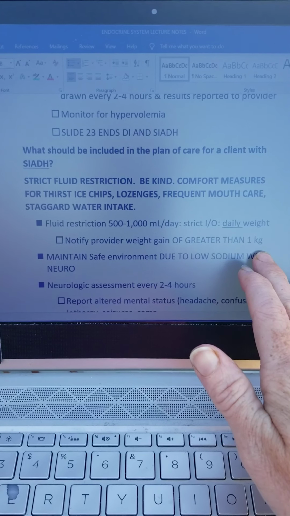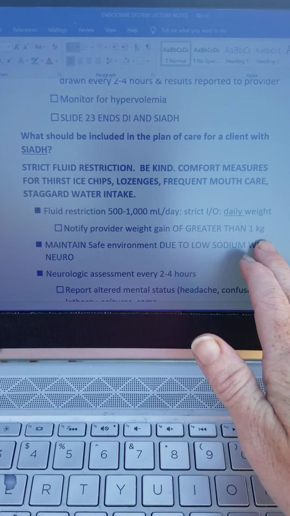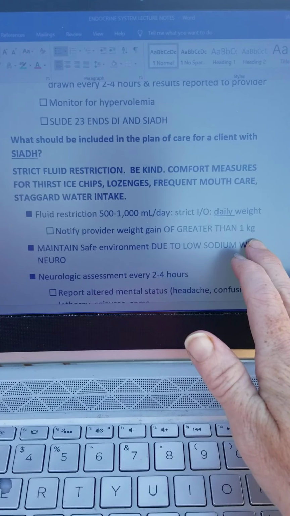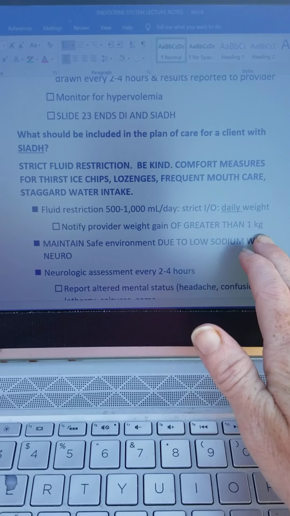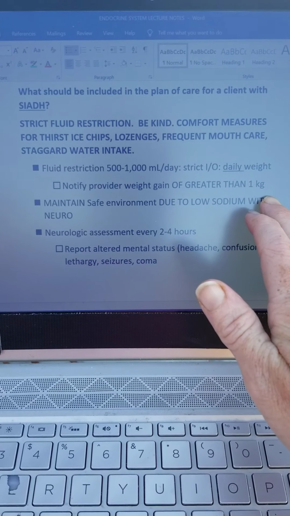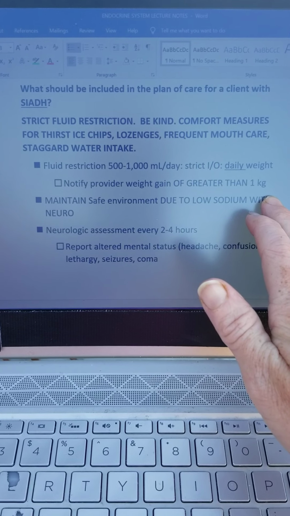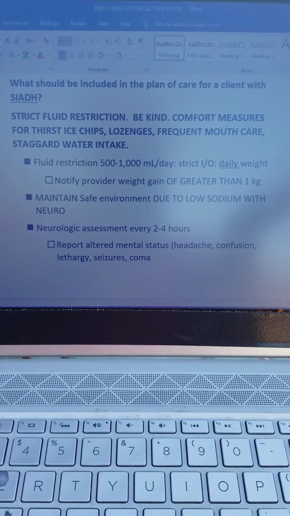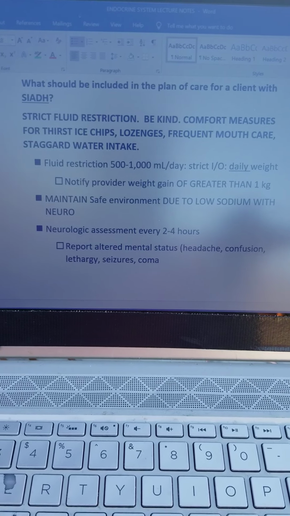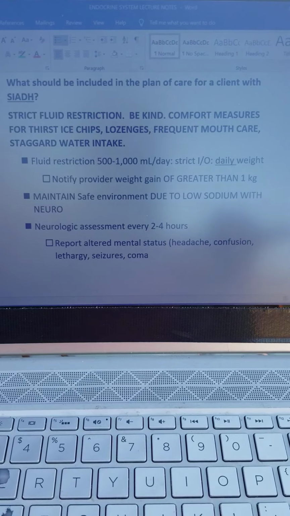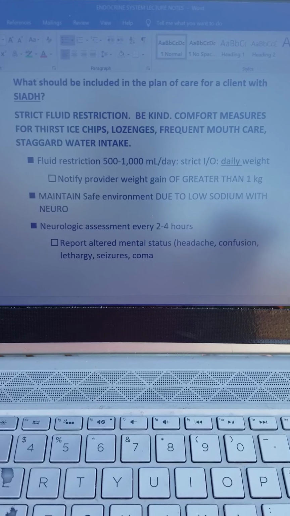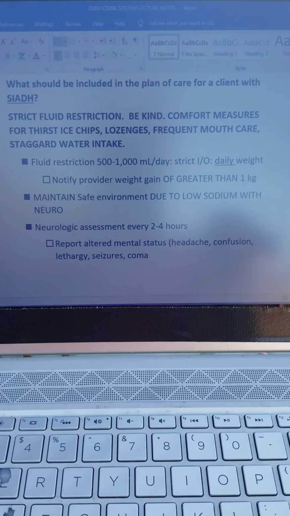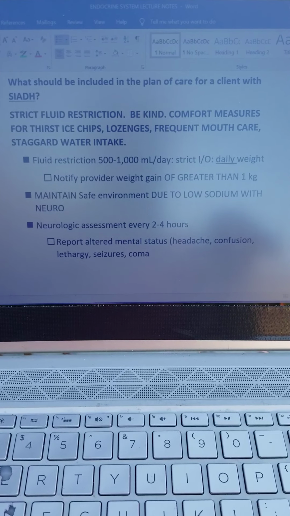So this is the end of slide 23, which ends DI and SIADH. What should be included in the plan of care for a client with SIADH? We're wrapping it up here, but for this plan of care, we'd have strict fluid restriction, be kind, because they're having fluid overload, so we don't want any more fluids, but comfort measures for thirst: ice chips, lozenges, frequent mouth care, staggered water intake. Fluid restriction is 500 to 1,000 milliliters per day, strict I&O and daily weight.